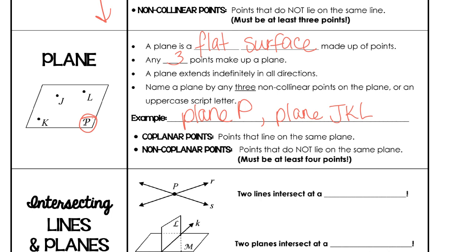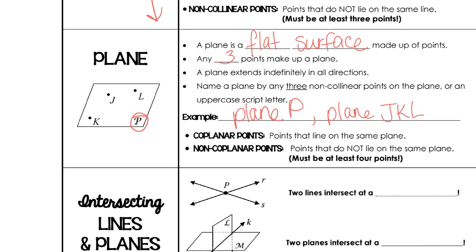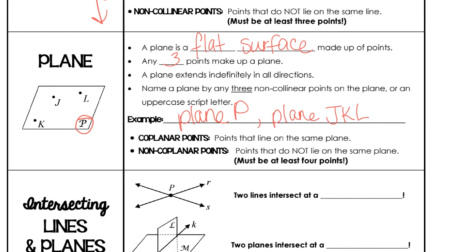Now, coplanar points are points that lie on the same plane. So for example, K, J, and L, they're all on the same plane. Therefore, they are coplanar, on the same plane. Non-coplanar points don't lie on the same plane. Okay, and you have to have at least 4 because you need at least 3 for them to be coplanar. So let's say I have some other point here, Z, that's not on the plane, and it's kind of hard to grasp that right now, but it'll make a lot more sense once we start getting into this. But Z is not on the same plane, so therefore they are non-coplanar.